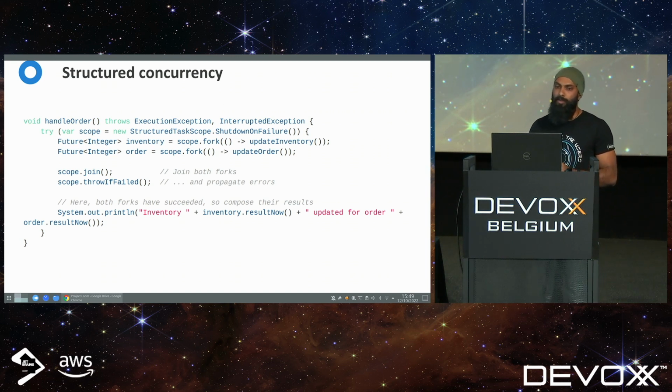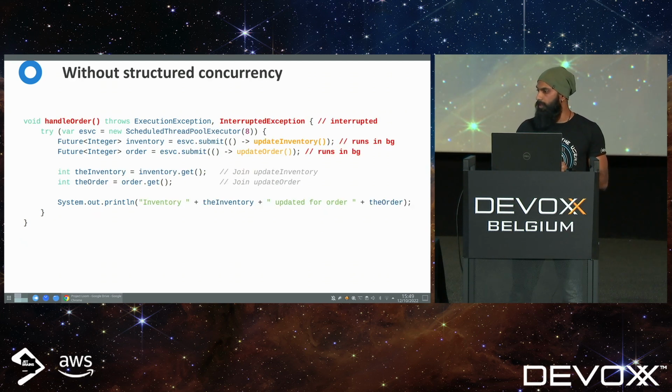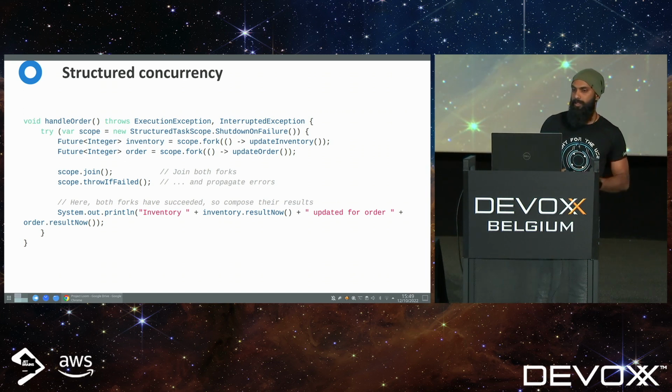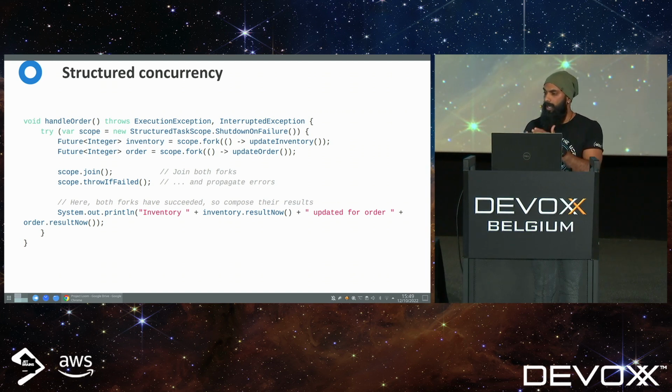So the exact same thing that we did previously can be achieved using the new structured task scope. For the previous example, we used executor service. Here we are using structured task scope to achieve the same result. What it does is, it confines the lifetime of the subtask to the lexical scope. And in this case, the lexical scope is the try with resource block. So that becomes the lexical scope, and the subtasks are confined to that.